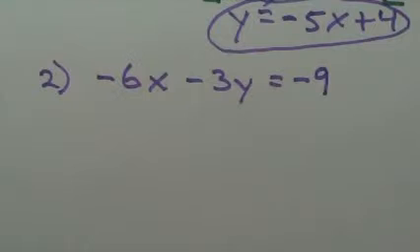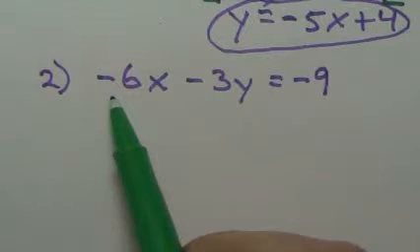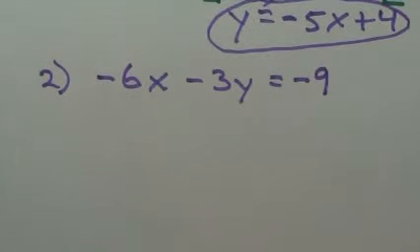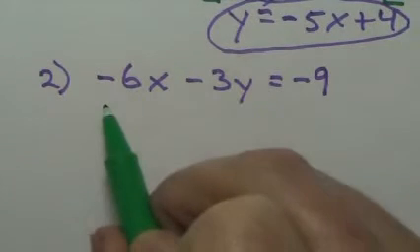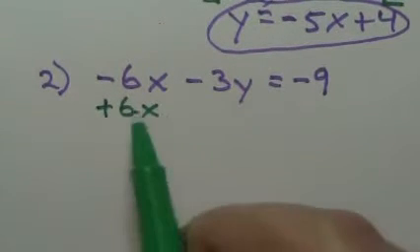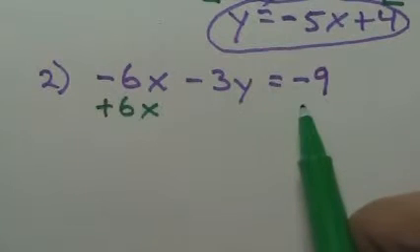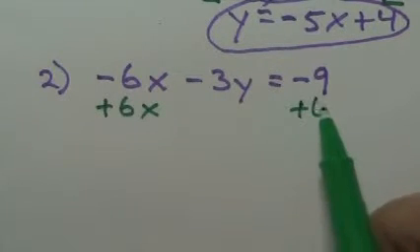For our second example, okay, our first step is to take the opposite of x here. Well, if this is negative 6x, the opposite of that is positive 6x. So we're going to add 6x on this side, and then on the other side of the equals, we're going to add 6x.